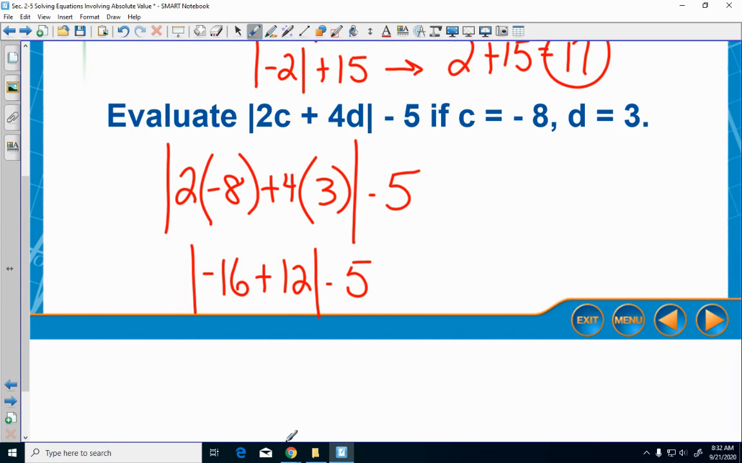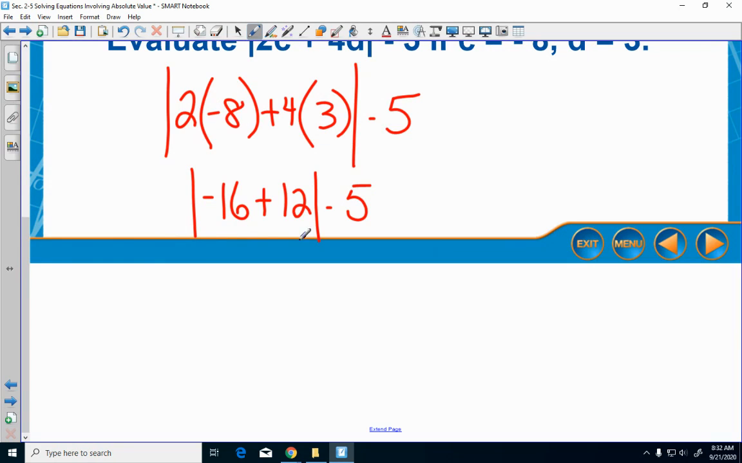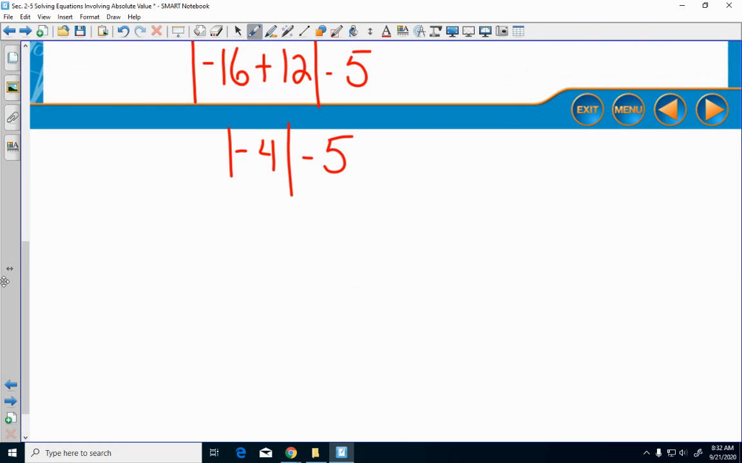-16 and +12 is a result of what, Faith? -4. So I've yet to apply the absolute value, so it's still there. So -4 minus 5. Okay. Now, the absolute value of -4, or how many units away from 0 is that? And Emily, you would say it is 4. So this -4 turns into a 4, and I've yet to do anything with the -5.